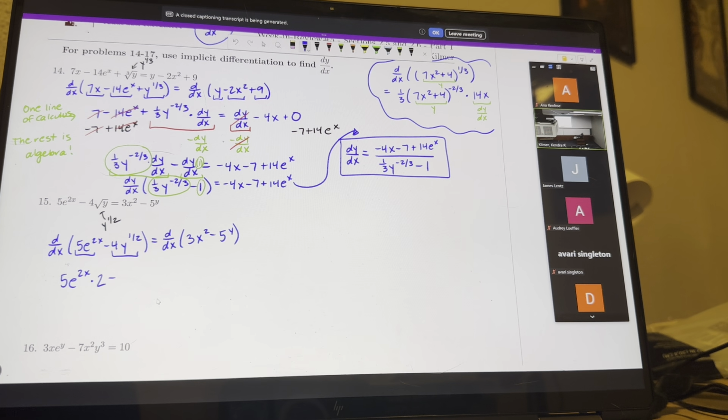Okay, so we have that 4 out in front, and then we have a function raised to a power. That power comes down in front. The function remains as is. We subtract 1 from the power. 1/2 minus 1 gives us negative 1/2. And then we have to multiply by the derivative of the function. So we don't know what it is, but the derivative of y with respect to x.